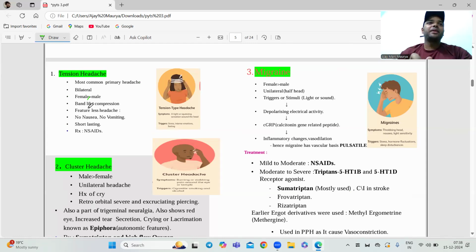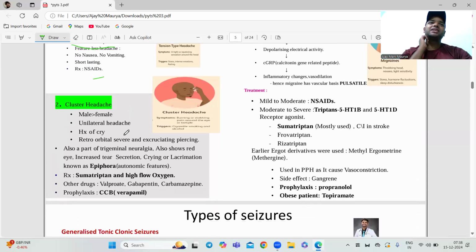It's like a band-like compression. Someone is squeezing: oh my god, someone is compressing my head. It's a band-like compression sensation over the head. It's featureless, there is no nausea, no vomiting. It is due to stress, intense emotion, and also fasting. Treatment will be anxiolytics. Next one is the cluster headache. See here, guys.